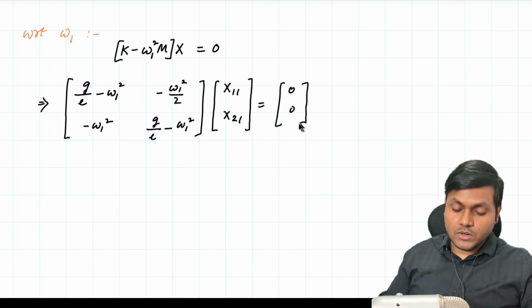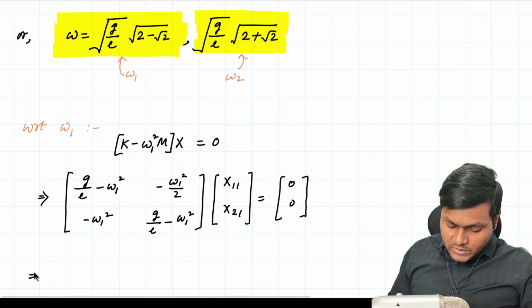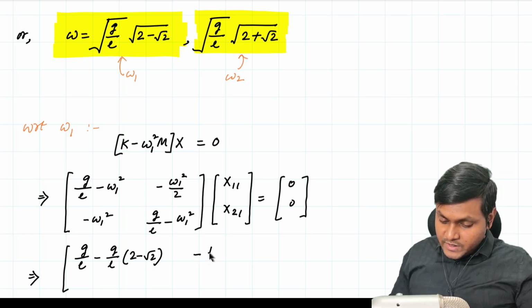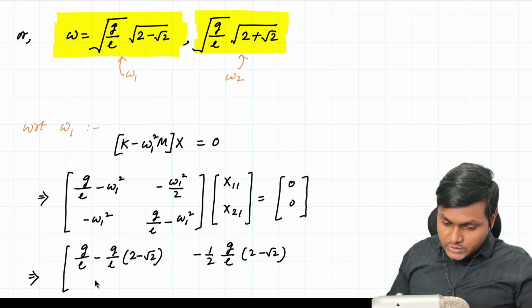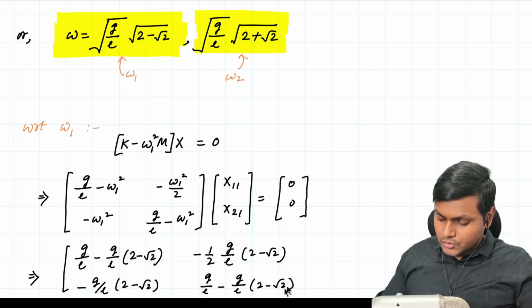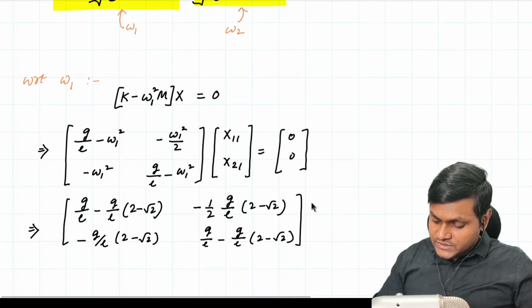So if I substitute what we obtained for omega 1, then this simply becomes g upon L minus g upon L 2 minus root 2, and this is minus half root over g upon L square. So this is nothing but g upon L 2 minus root 2. This is also equal to g upon L 2 minus root 2, minus sign here, and g upon L minus, so you'll have g upon L 2 minus root 2. Right, so let's just solve this.